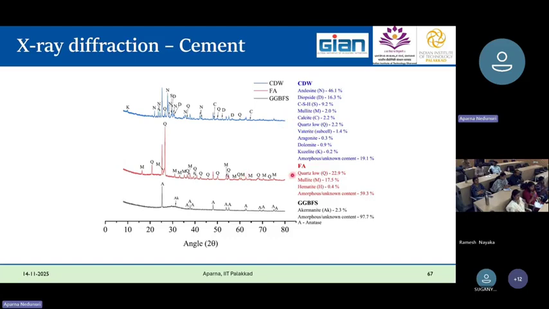This is fly ash, which you have seen earlier. GGBFS is also an amorphous material. That's why you see a hump over here.